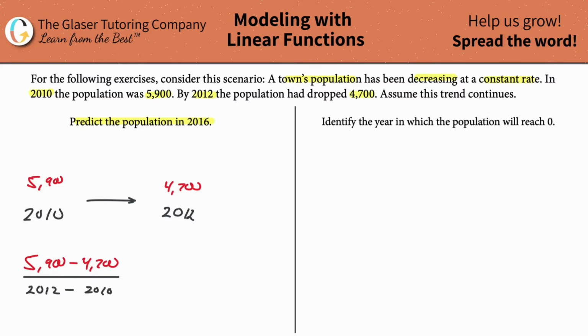Let's just say, what you would have realized is that when you do this calculation, you would have said 5,900 minus 4,700, then divided by 2. So that's going to be 600. Okay, so you're going to say, great. The population is decreasing 600 people a year. So if it's going 600, then that means 2011 it was 600 less, 2012 600 less, 2013, 2014, 2015, and then 2016 it was 600 less than 2015, et cetera.